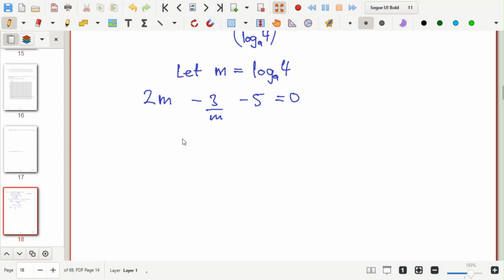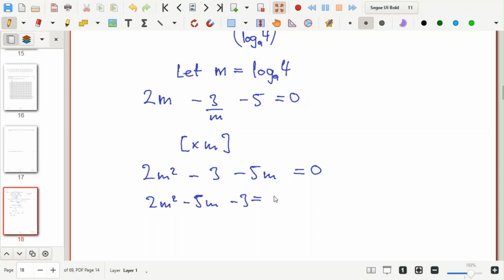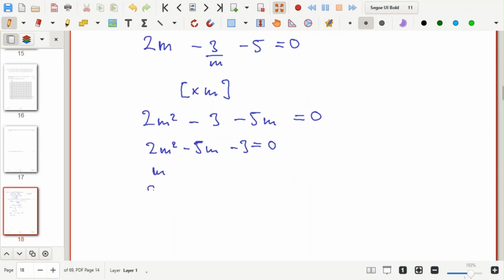Let me multiply throughout by m. This will give you 2m squared minus 3 minus 5m is equal to 0. This one I'm writing as m times 2m will give you 2m squared. 3 times 1 is the same as 3. What can I do to these two? I can cross multiply them. This will give me 6m. If I cross multiply this will give me m.